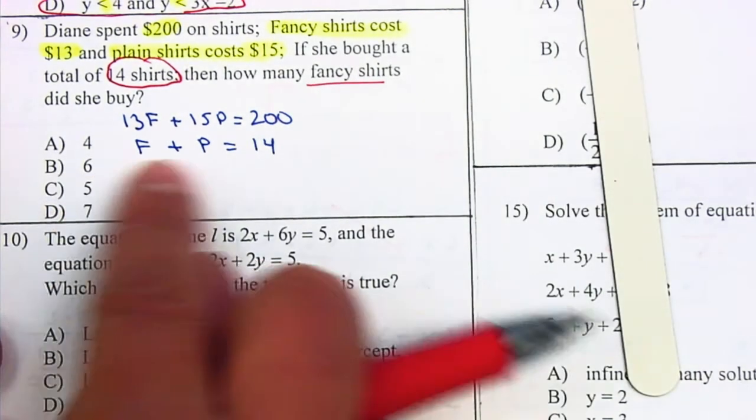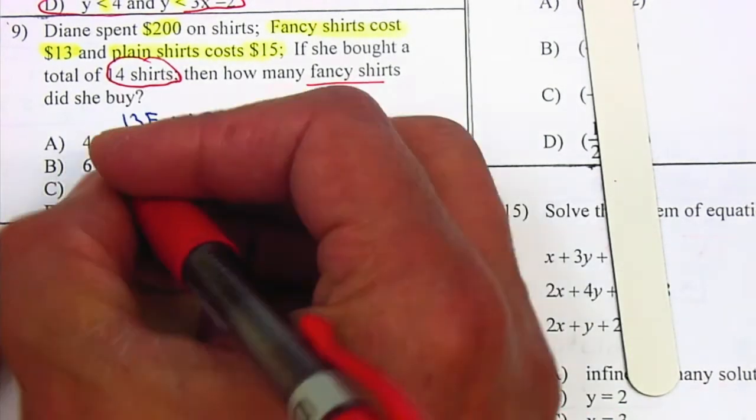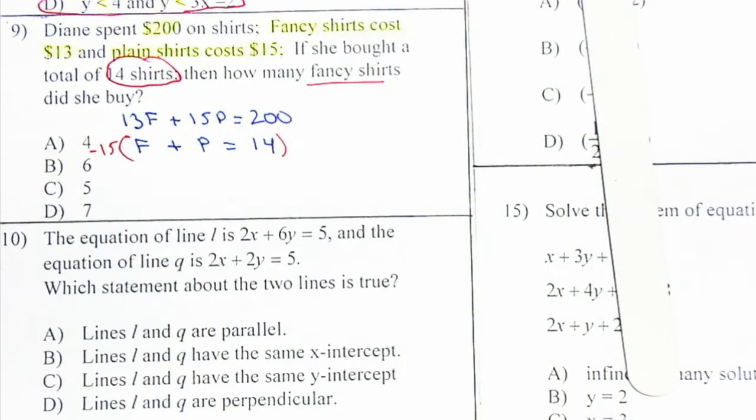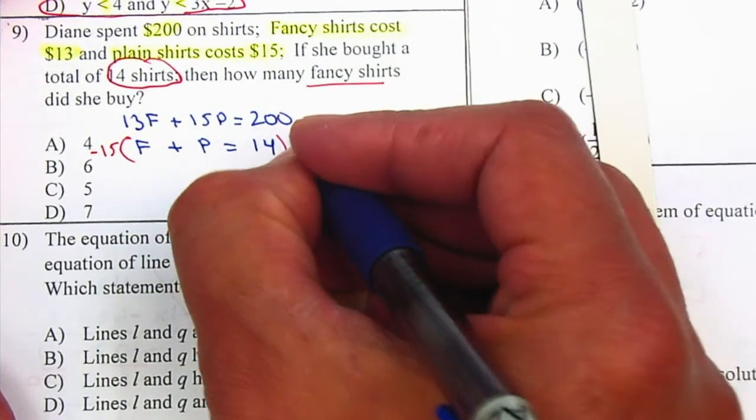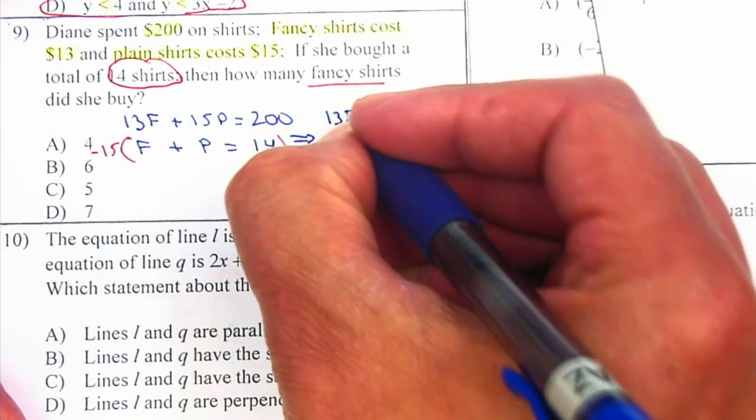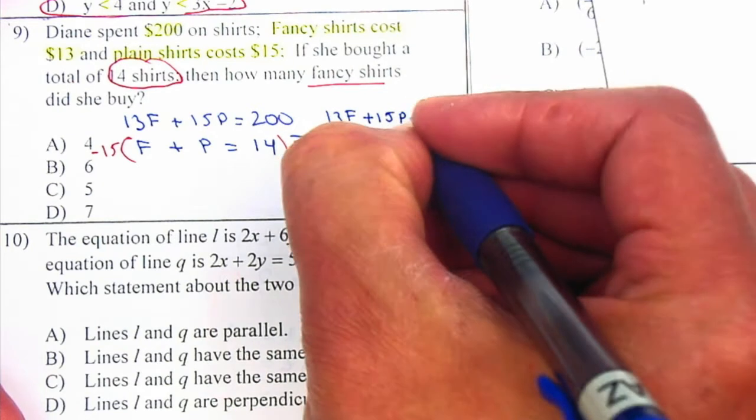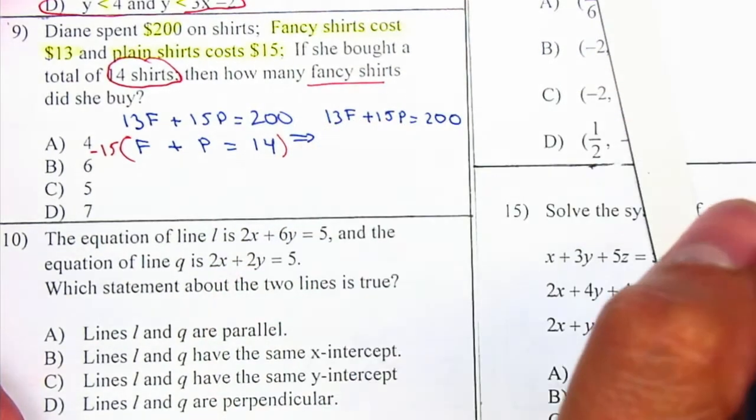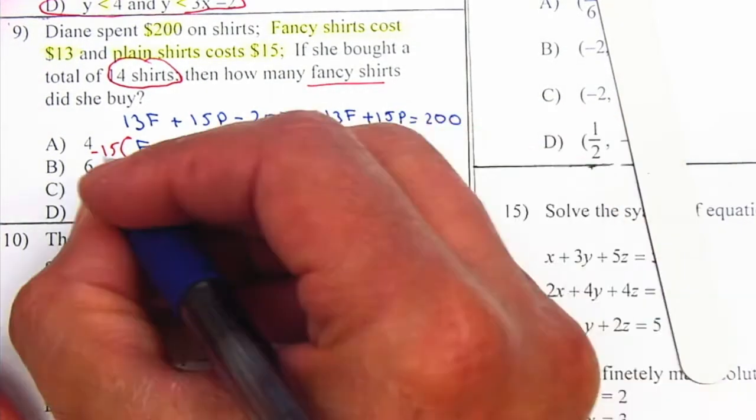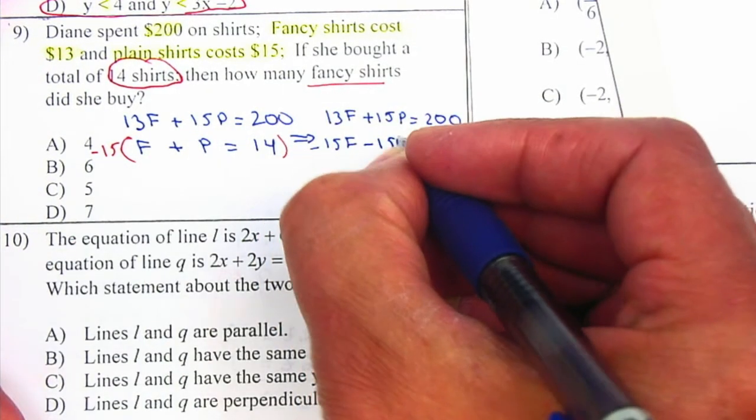In this case, we want to cancel the P's. So I'm going to multiply the bottom equation by negative 15. I'm going to do it by combination. Now, if you want to use substitution, you can. You'll get the same answer. That gives me 13F plus 15P is equal to 200. First equation stays the same. The bottom one, negative 15F, negative 15P.